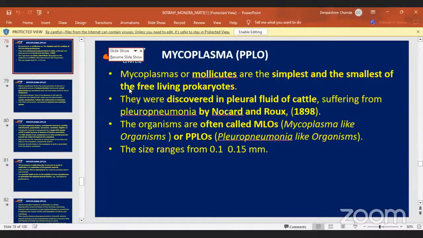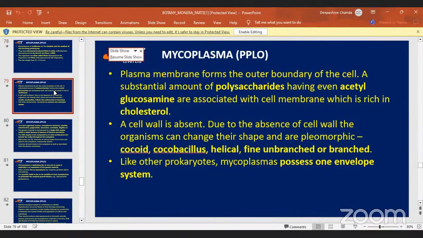Okay. So coming to the next slide, we all know what a plasma membrane is. Plasma membrane is the outer covering or the boundary of the cell. This protects the cell from any kind of damage or harm. Mycoplasma forms the outer boundary of the cell with this plasma membrane, which contains polysaccharide with acetyl glucosamine, associated with the cell membrane and very rich in cholesterols.